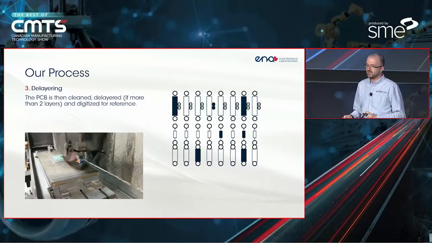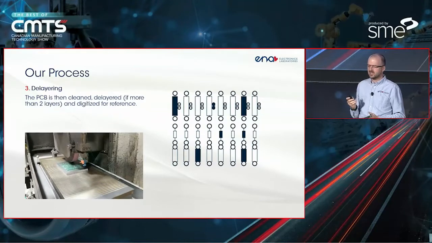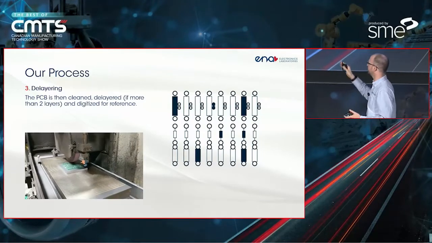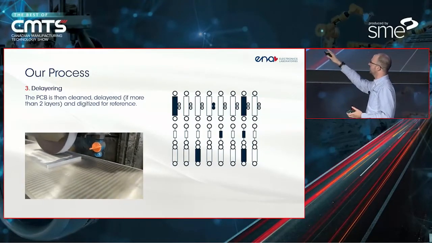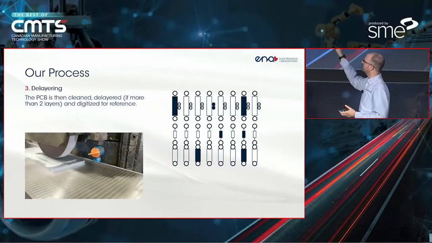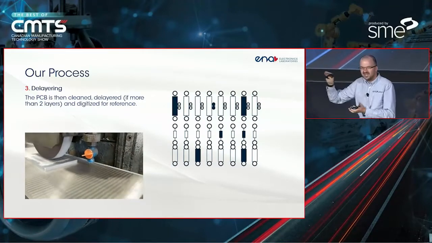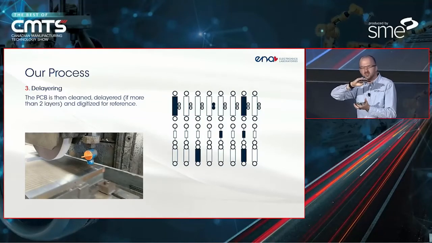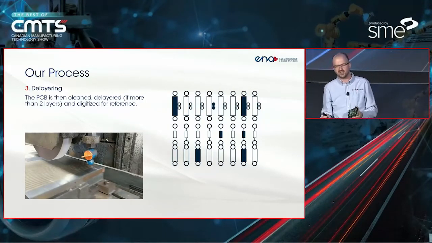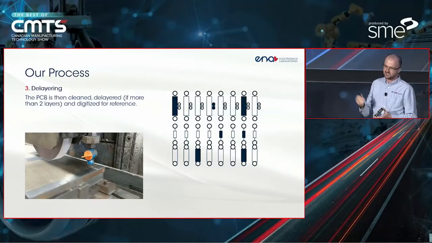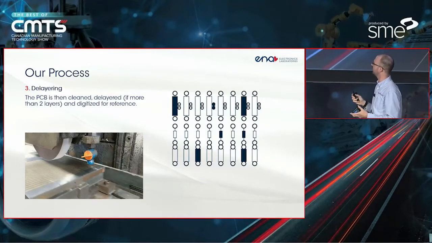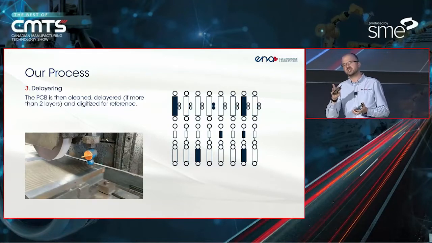So at that point, we then start delayering. This is actually a surface grinder, and we take a board, and we can put it on the grinder and take it off layer by layer, a thousandth of a millimeter at a time. We don't do this for a two-layer board. This is for a more complicated board. The board in question that I just videoed there was a four-layer board, or was it six? I think it was a six-layer actually.